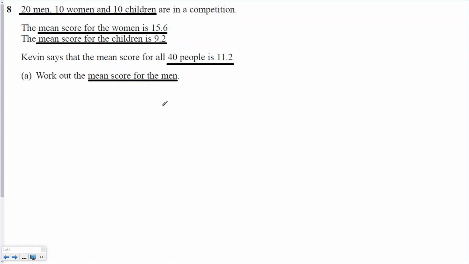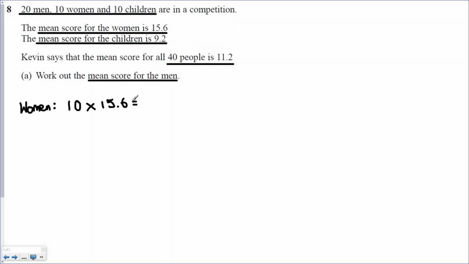Now, where do we start with this kind of question? This is a classic mean question. You want to start working out the total. So they tell you that the mean score for the women is 15.6. What I'm thinking is, if I can work out the overall total, then maybe I could do some sort of subtraction, and that would tell me how much is left for the men. We have 10 women. It's always good to label your working out. Their mean score was 15.6, so if I do 10 times 15.6, that's going to give me the total.